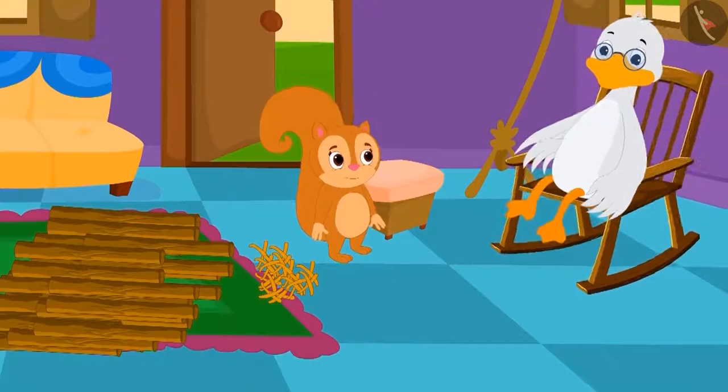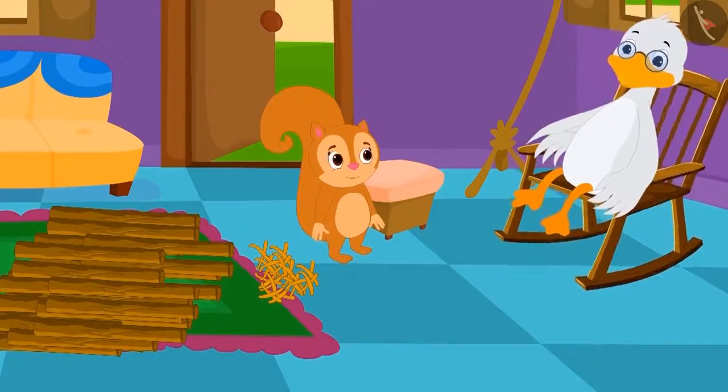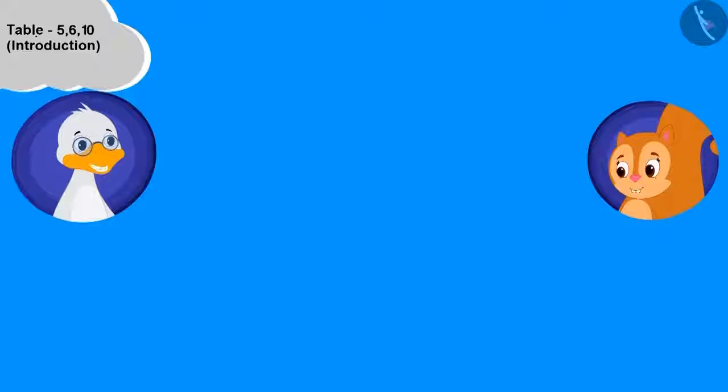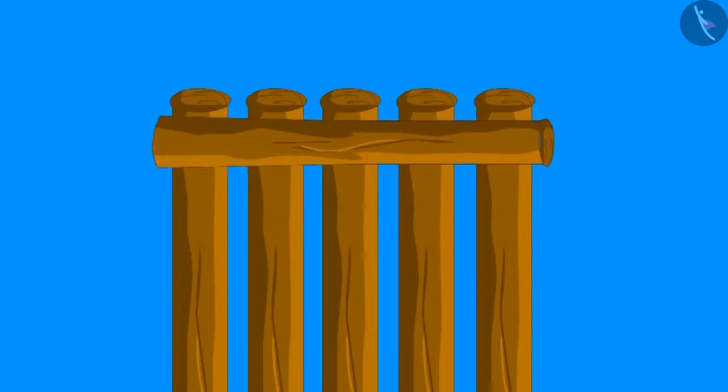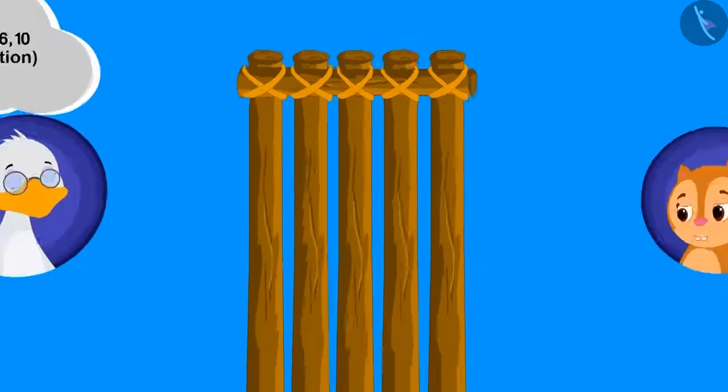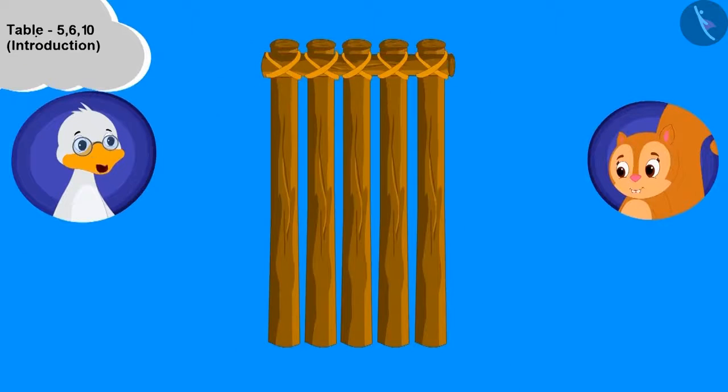We will first learn the table of 5 while making the boat, and therefore we will keep 5 wood pieces standing like this. Chanda placed 5 wood pieces on the ground like this. Now we will place 1 wood horizontally like this. And we will tie a rope at the joints where the horizontal piece cuts the vertical pieces. This is 1 multiplied with 5.